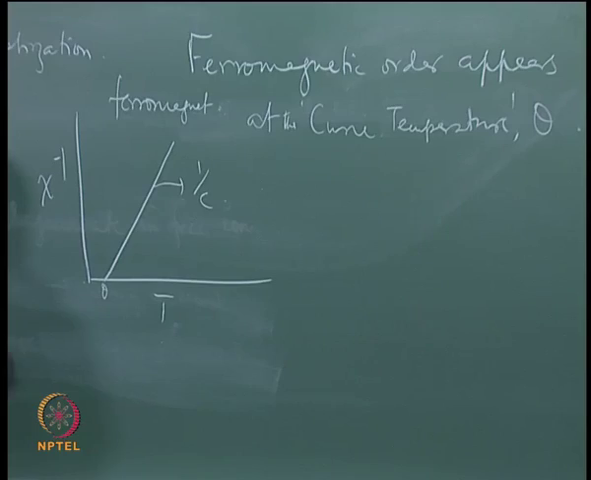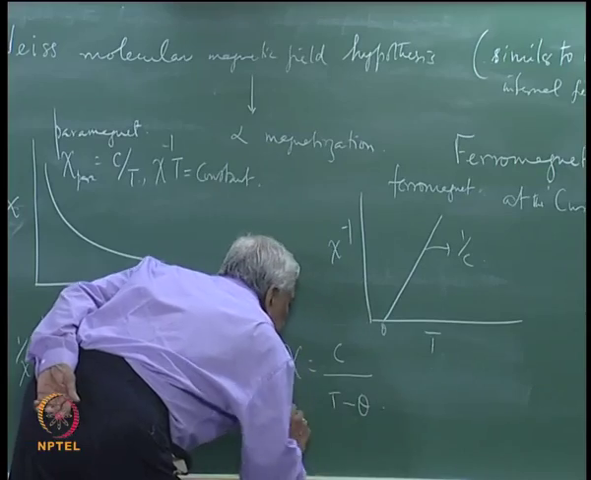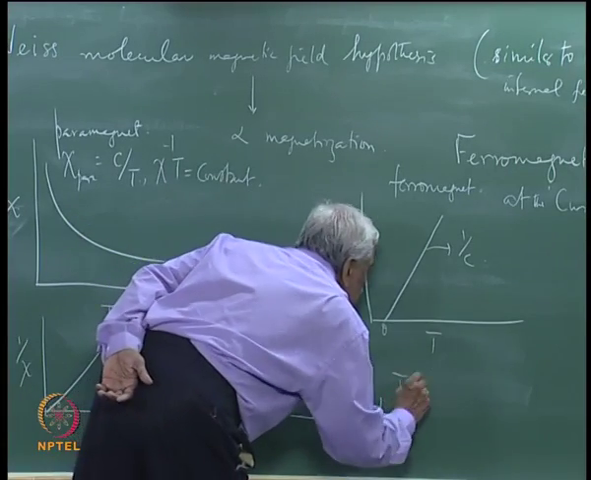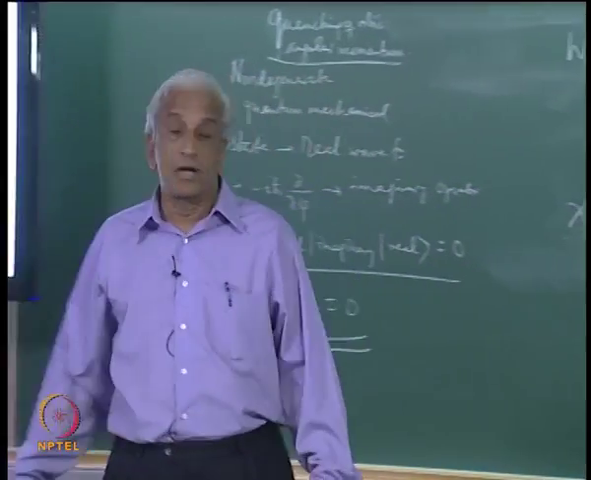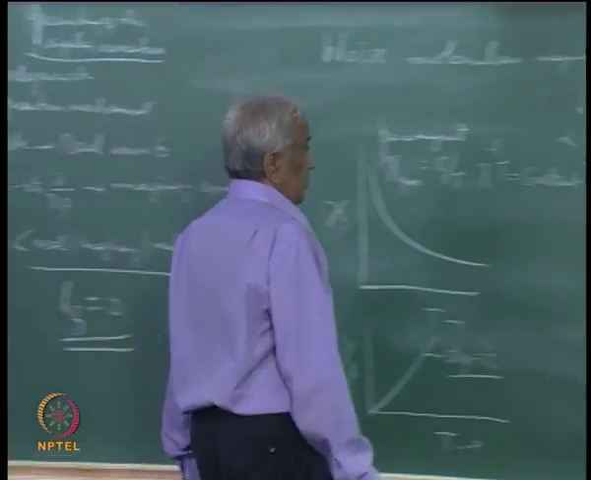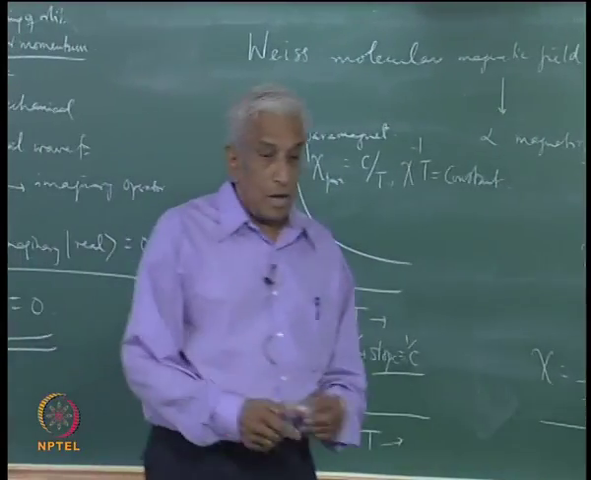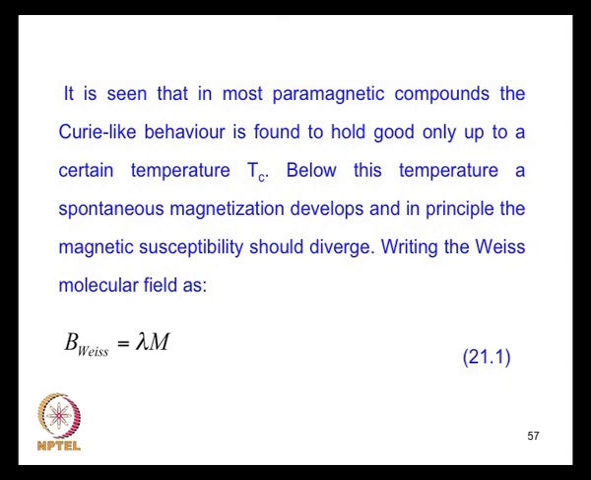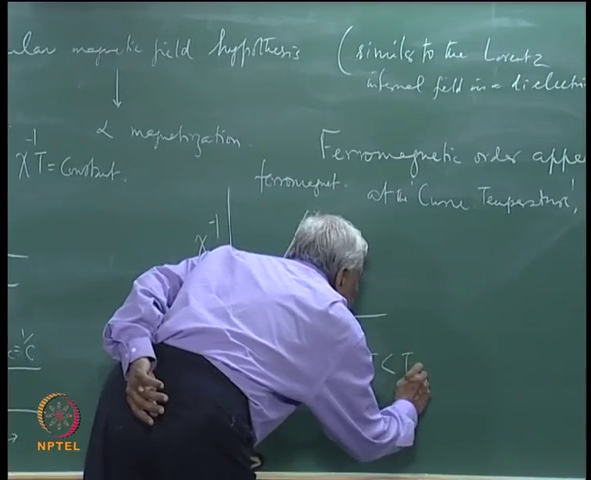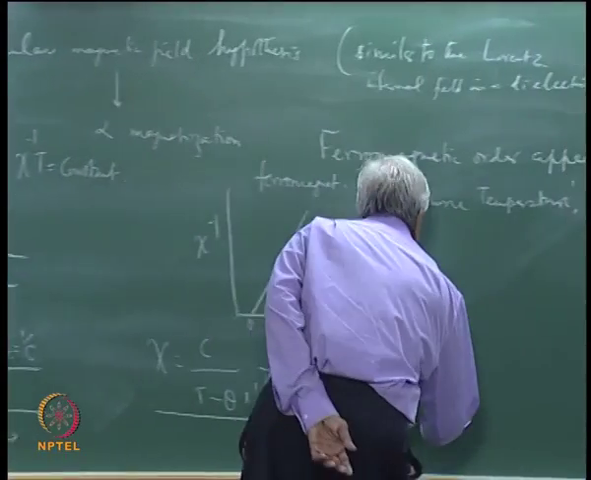In other words, chi is C by T minus theta. So, this is for temperatures greater than the ferromagnetic transition temperature or critical temperature Tc. So, the paramagnetic susceptibility obeys a variation of the kind C by T minus theta, and below this temperature, for T less than Tc, as we have already seen, ferromagnetism sets in and we have a spontaneous magnetization.